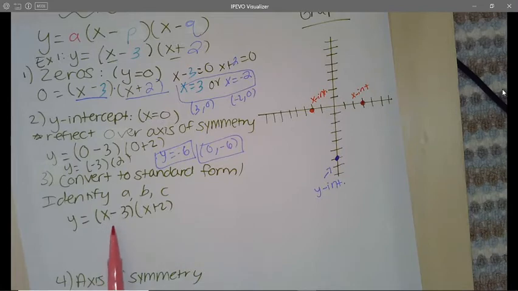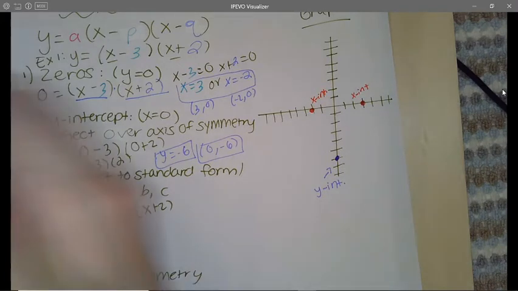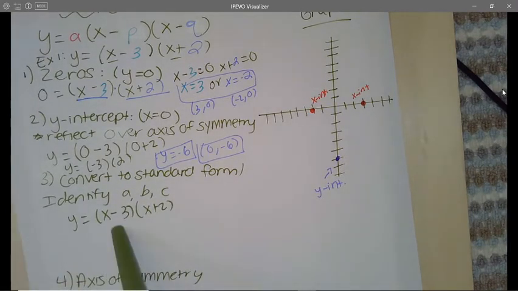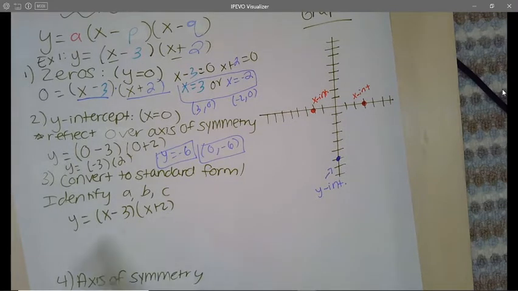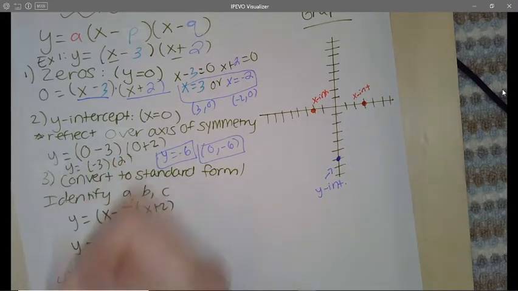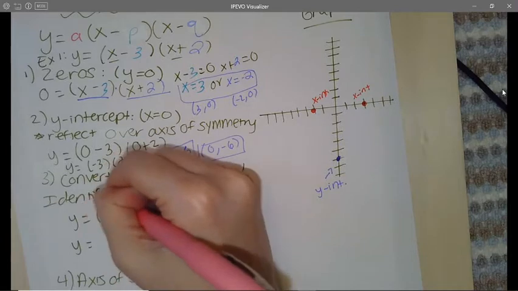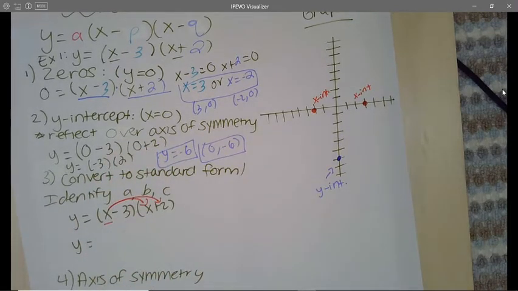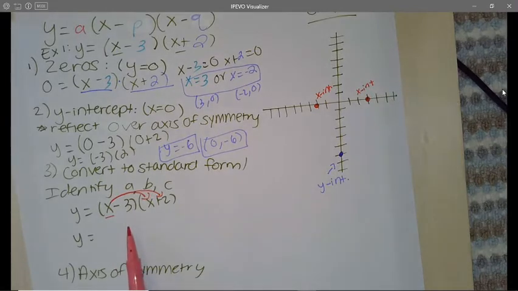Okay, so when you have a parenthesis right beside a parenthesis, what we're going to do to convert this to standard form is distribute it out. I'm going to start with the first term, multiply it to both of these bad boys, then move on to the second term and multiply it to both of these bad boys. All right, so I'm going to start with the x and multiply it to each term. And then I'll transition to the negative 3.